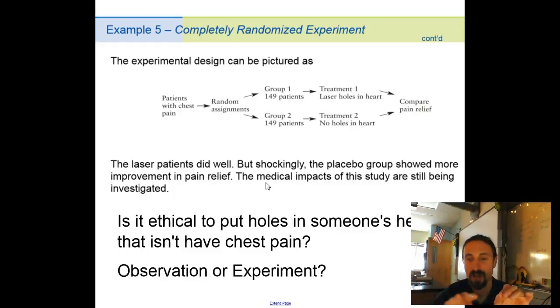And so we're going to talk about this in a second. Now, the real question, going back to the idea of observation or experiment, is it ethical to put holes in people's heart who don't have chest pain? And the answer is, of course not.